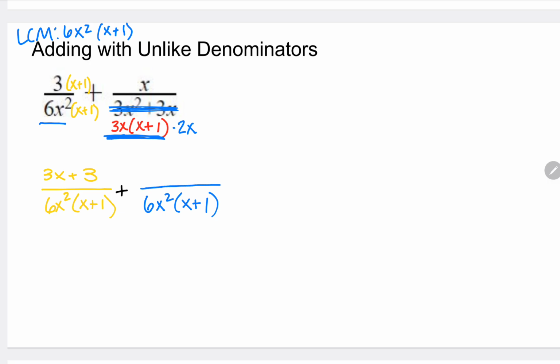So we have a common denominator now, a 6x squared and an x plus 1 in both denominators. But if I multiply by 2x in the denominator, I also have to multiply by 2x in the numerator. So my new numerator is going to be 2x squared. Now that my denominators match, I have a common denominator, I can go ahead and add my numerators together. So I have 3x plus 3 plus 2x squared over that common denominator.